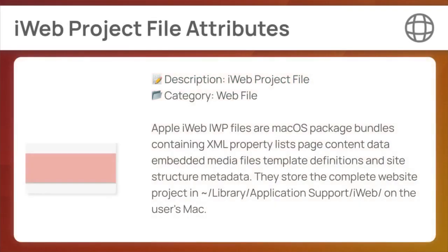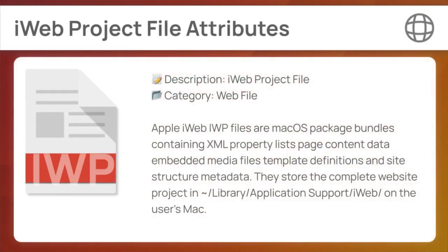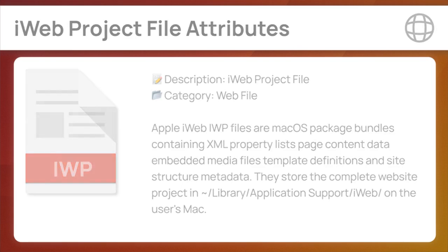Apple iWeb IWP files are macOS package bundles containing XML property lists, page content, data, embedded media files, template definitions, and site structure metadata. They store the complete website project in Library, Application Support, iWeb on the user's Mac.